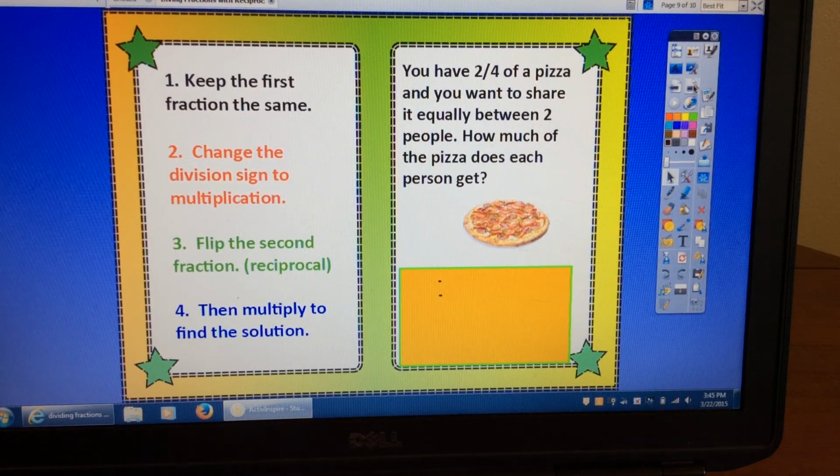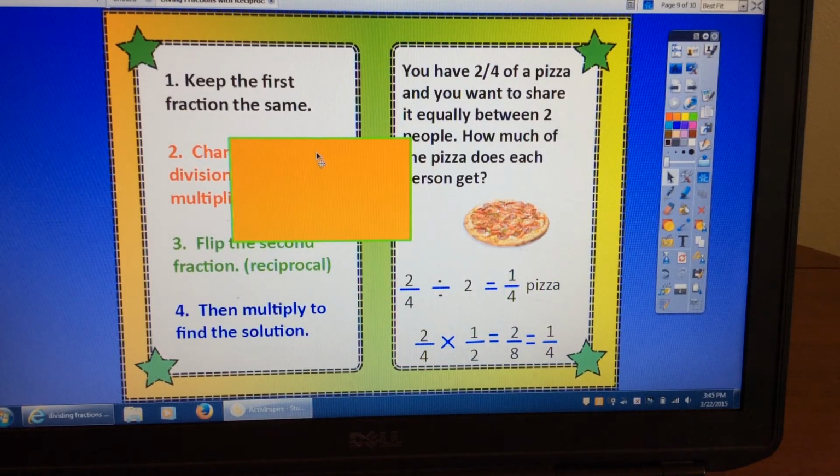Okay, so you have already worked out the problem, and I'm going to show you the solution. And it should be 2/4 divided by 2 is equal to 1/4 of the pizza each person would get. So 2/4 was the same. We changed the division sign to multiplication. This is really 2/1, so we flip it as 1/2, which is equal to 2 times 1 is 2, 4 times 2 is 8, and obviously we can reduce because they're both even numbers, and we get 1/4.